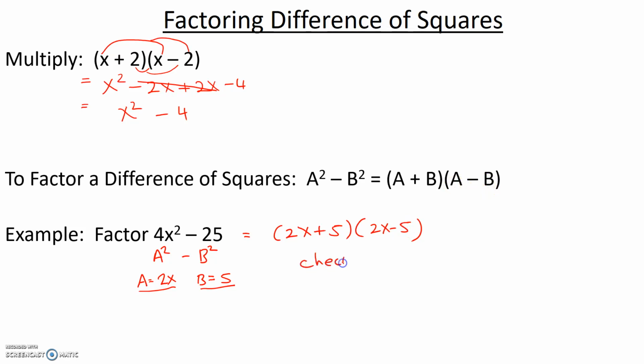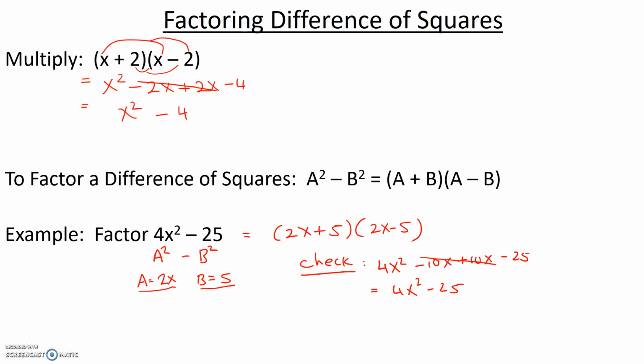Now, quick check. Let's see if this is correct. 2x times 2x is 4x to the second power. 2x times negative 5 is negative 10x. 5 times 2x is positive 10x. 5 times negative 5 is negative 25. Negative 10x and positive 10x is 0. So this equals 4x squared minus 25, which was the original expression.